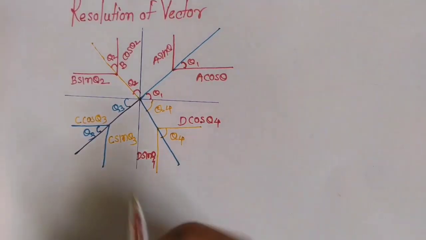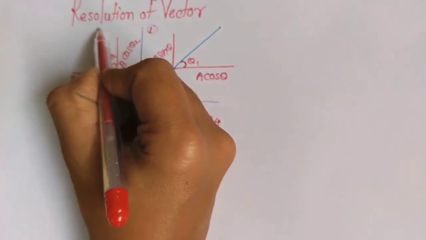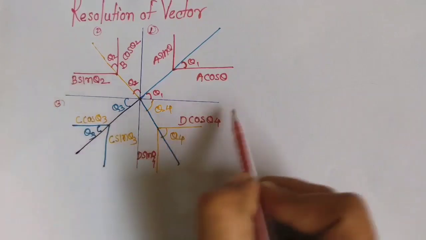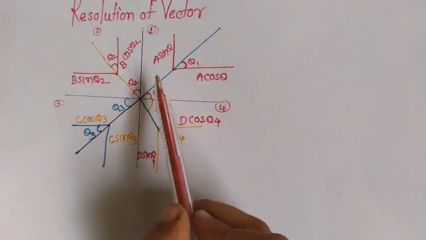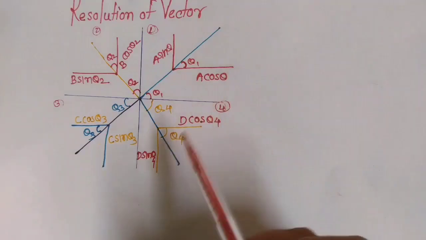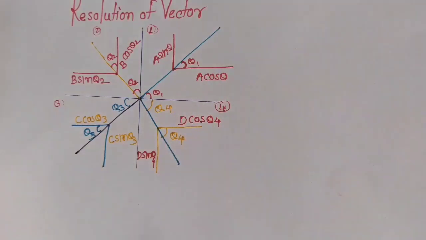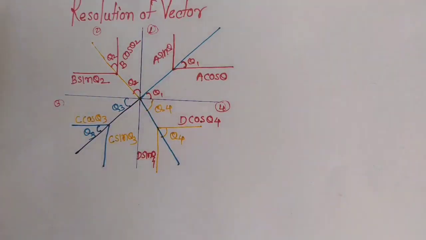So in this way we can resolve the vector. We take the angle on either side, and the adjacent component of the angle is the cos theta component, and the remaining component is the sin theta component. So in this way we can resolve the vector in different quadrants.